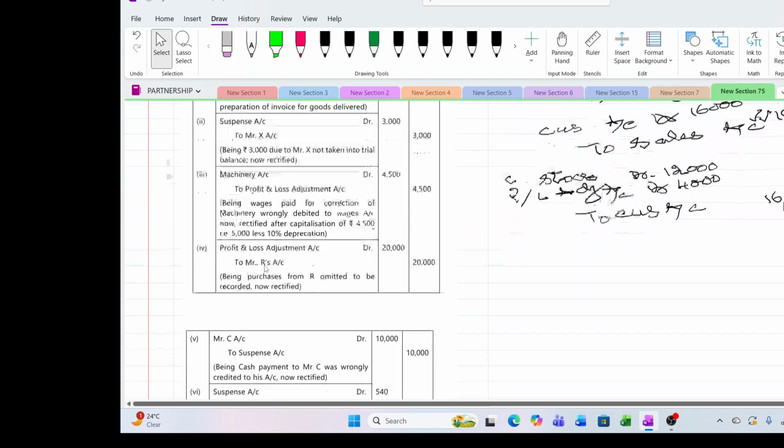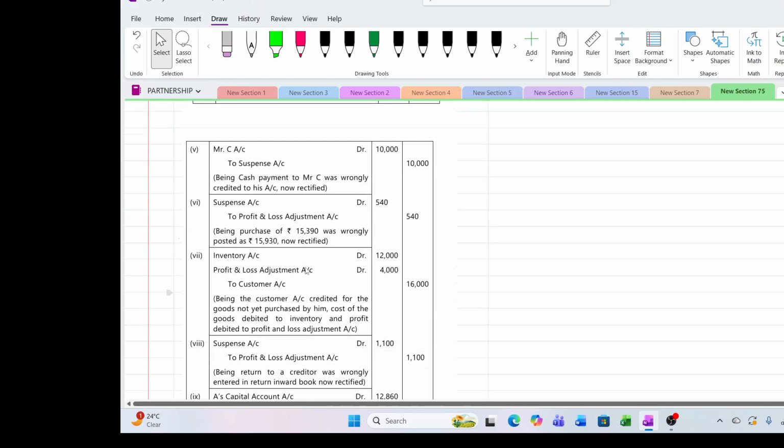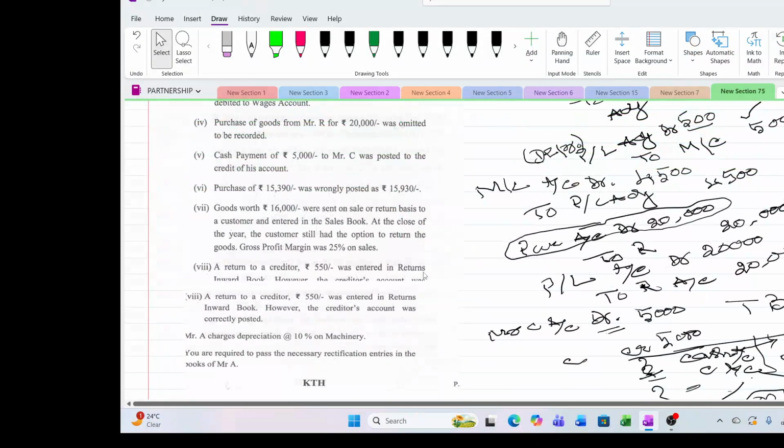Even still if you are having any doubt, please leave it in the comment box. I'll try to make you understand. So this is inventory or closing stock account, P&L adjustment account and customer account. Now coming to the next entry.